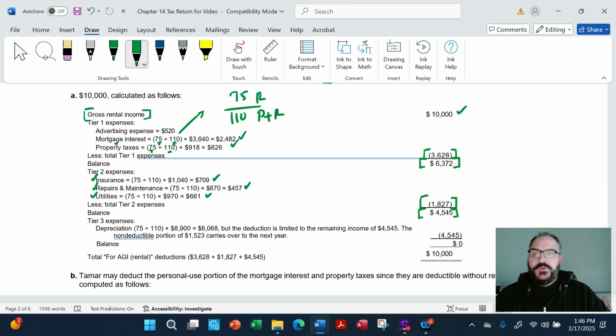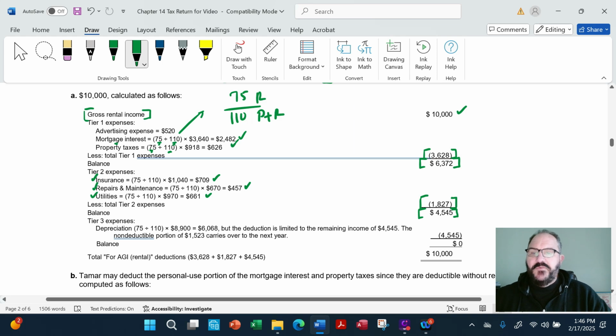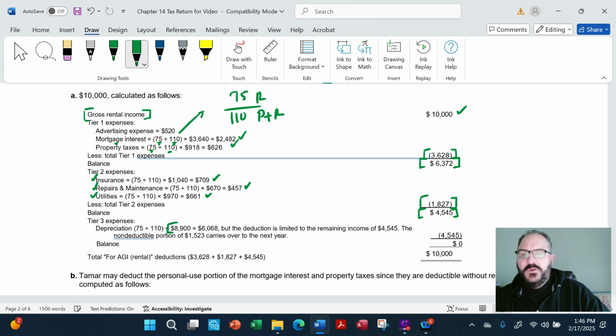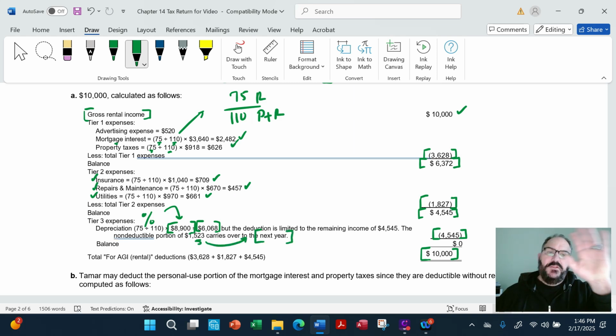Okay, so depreciation, and again they gave us this number of $8,900, right? Well, when you take a percentage of that times this number, you get this, but you're limited to the amount you can take right now. So you can take $4,545, right? So the total for AGI deductions is the full $10,000, and this additional $1,523 carries over to the next year. Okay, so you'll get to use it, but in the next year. All right, so that's A.